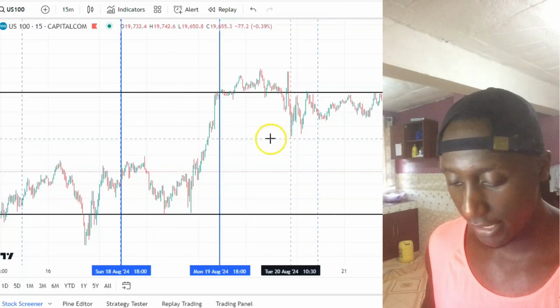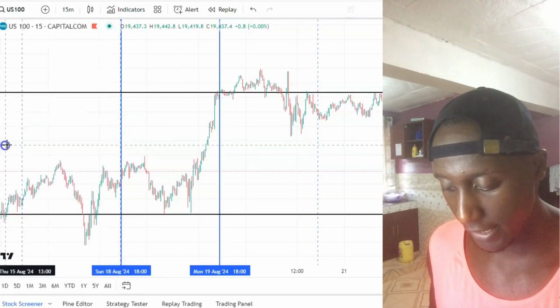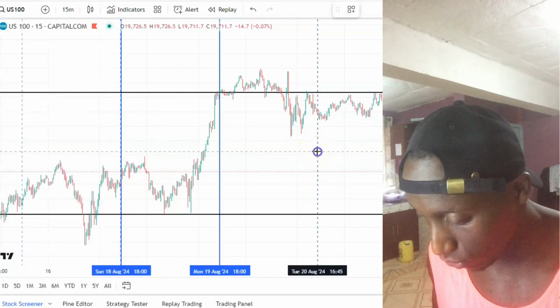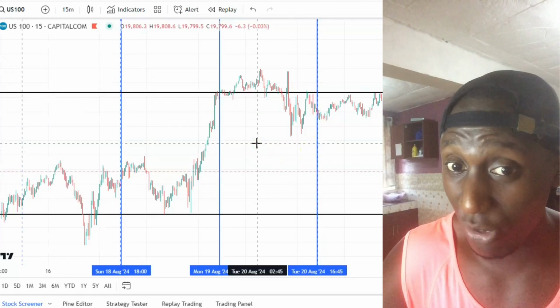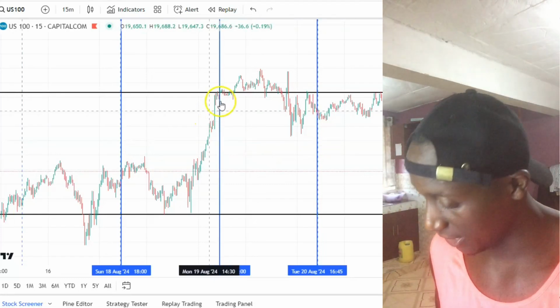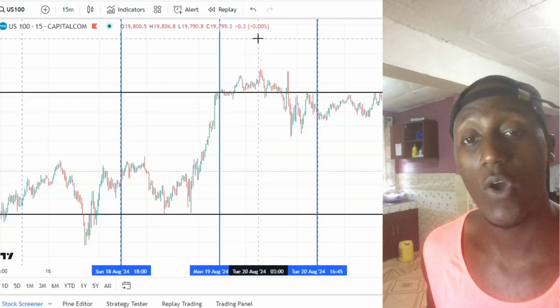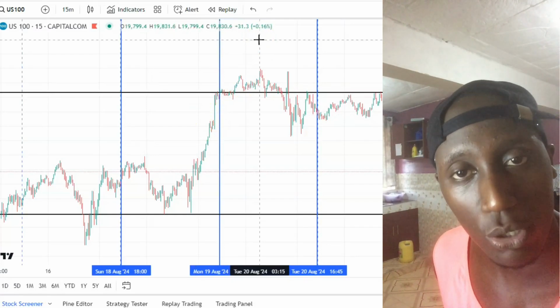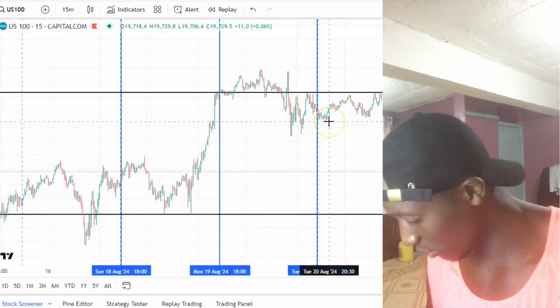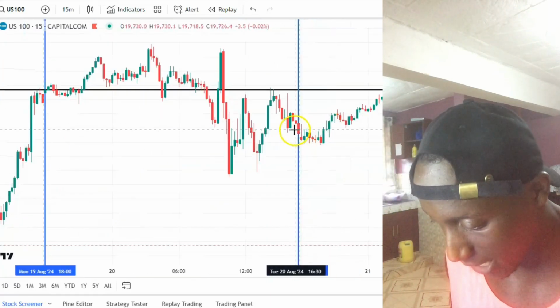Now on Tuesday, we are also interested in looking at the breakout. So did Tuesday break out of the high of the week? Yes, it did. And then where is the closing price? Where did Tuesday's daily candle close? So it closed back here, closed back inside.